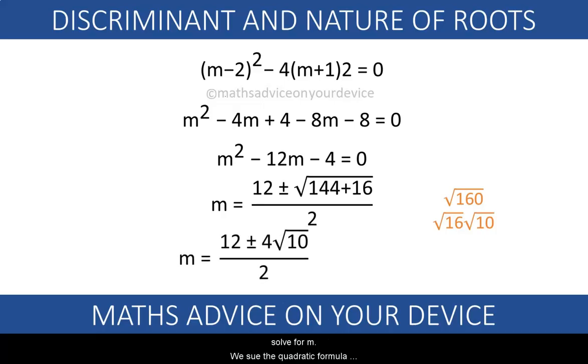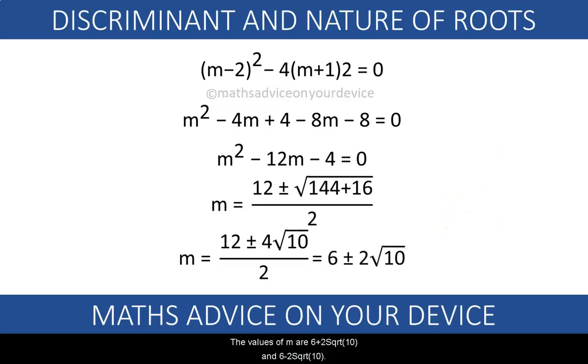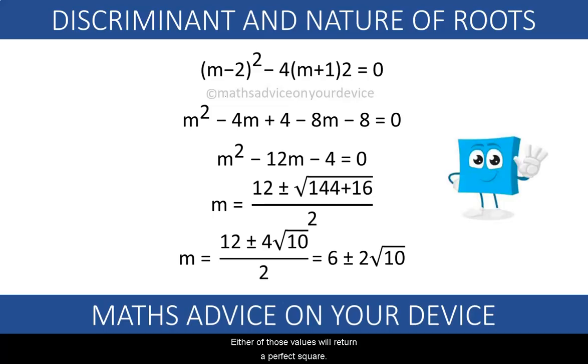We use the quadratic formula where a equals 1, b equals negative 12, and c equals negative 4. The discriminant 160 can be split into 16 times 10, which leads to 4 square root of 10. The values of m are 6 plus 2 times the square root of 10 and 6 minus 2 times the square root of 10. Either of those values will return a perfect square.